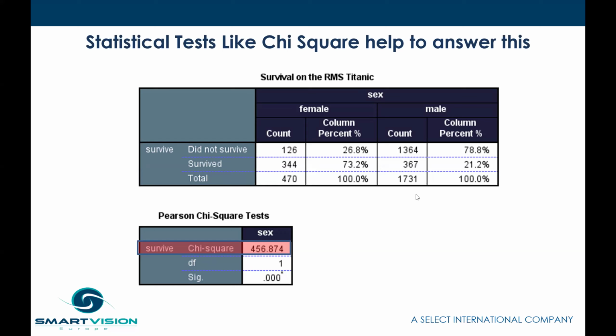What that means is that it is theoretically possible that this difference of 73% survival of women compared to only 21% of men is just a fluke, that it's just random.